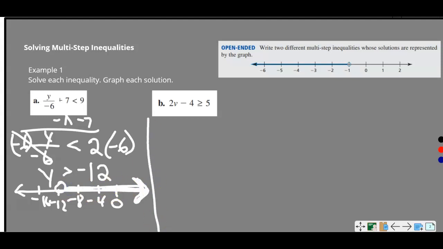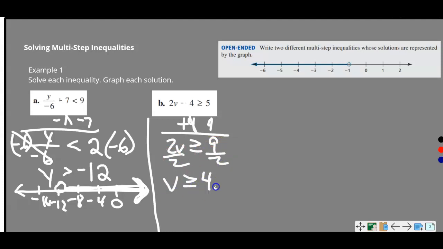B part. 2v minus 4 greater than or equal to 5. I'm going to add 4 to both sides. So I've got 2v. -4 and +4 cancel. Bring down my greater than or equal to symbol. 4 plus 5 is 9. Divide by 2. v is greater than or equal to 4.5. 2 goes into 8 4 times. 1 left over. 1 over 2 is 1/2. 1/2 is the same as 4.5.